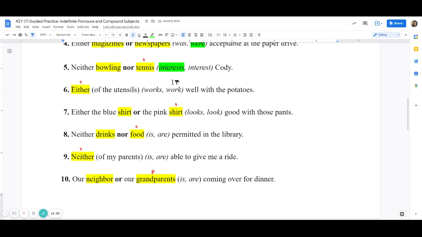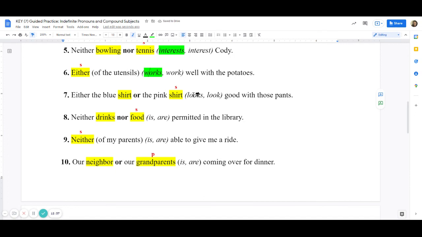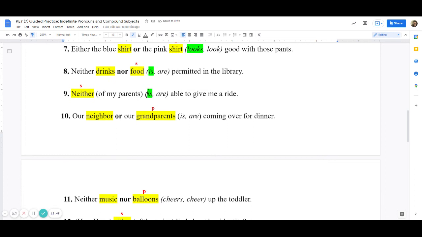Number 6, either was labeled with an S. That tells us to choose the one that ends with S. Works. Same thing for 7, 8, and 9. Has an S, choose the one that ends with S. Number 10, we labeled this with a P for plural, so that's not an S, so I choose the one that does not end with S. Are.